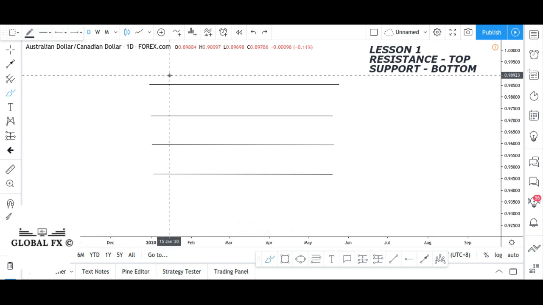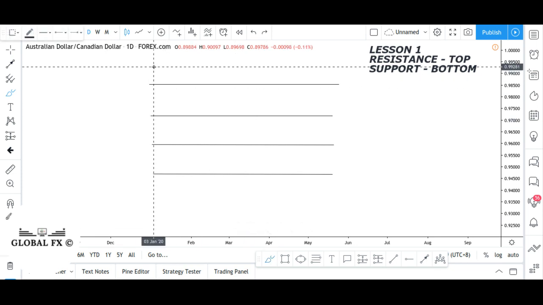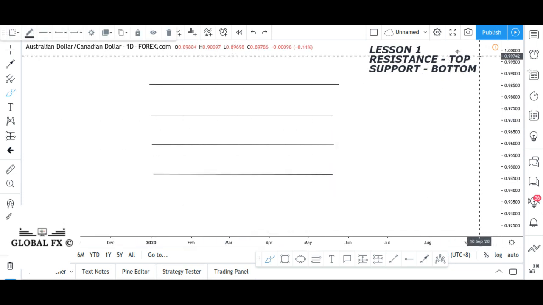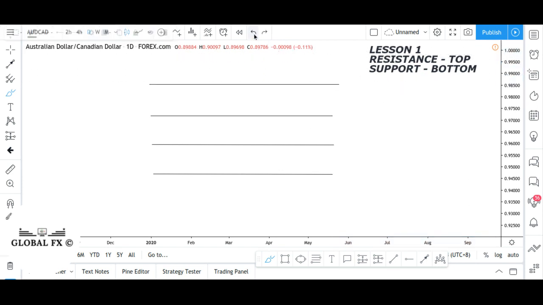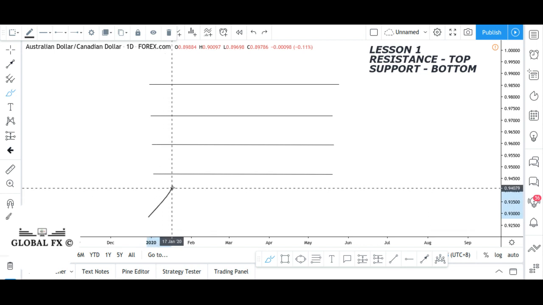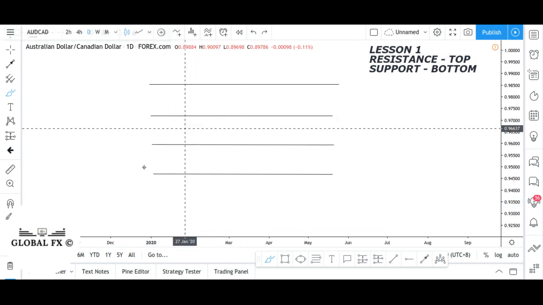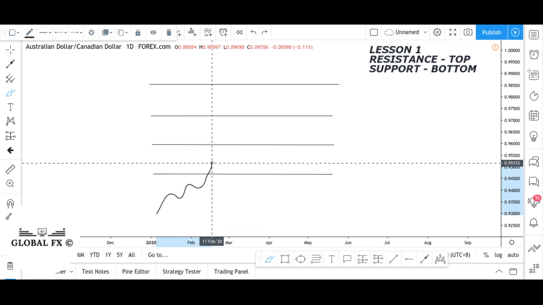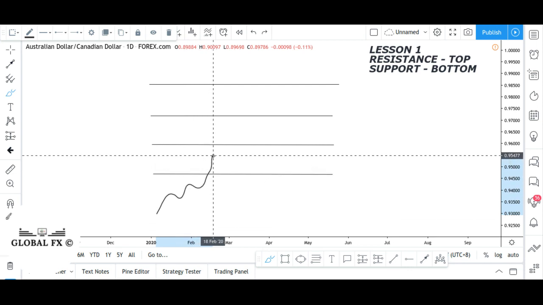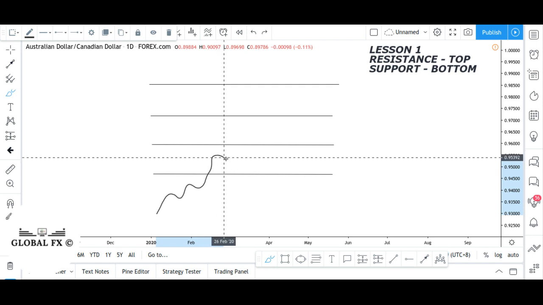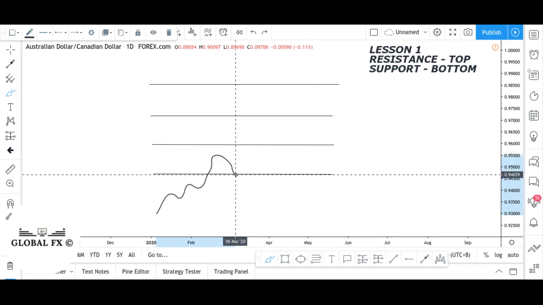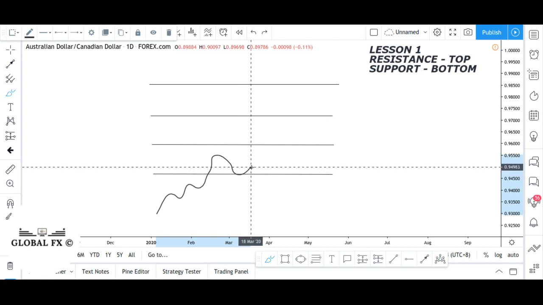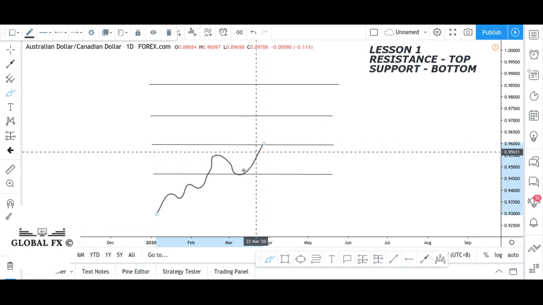So a quick recap on that: support is always at the bottom and resistance is always at the top. So if we come in for an uptrend, the market will move in a wave, something like this, broken through that resistance area. That resistance area then becomes a support area. So once it's become a support area, it will retest and continue the trend up.